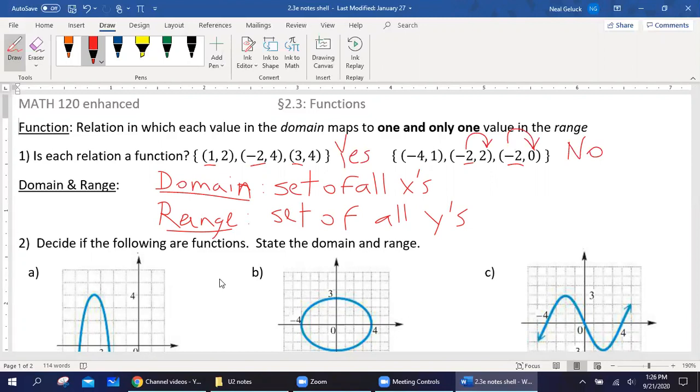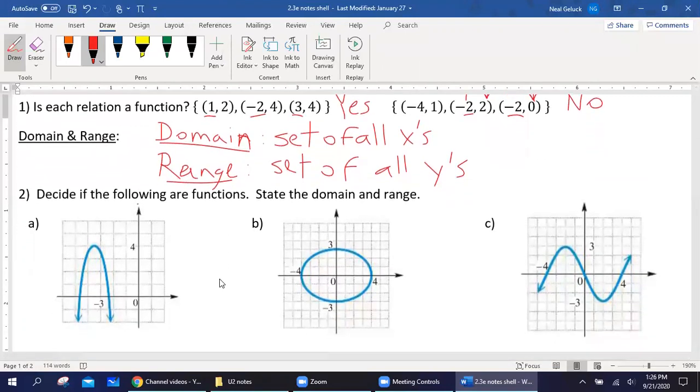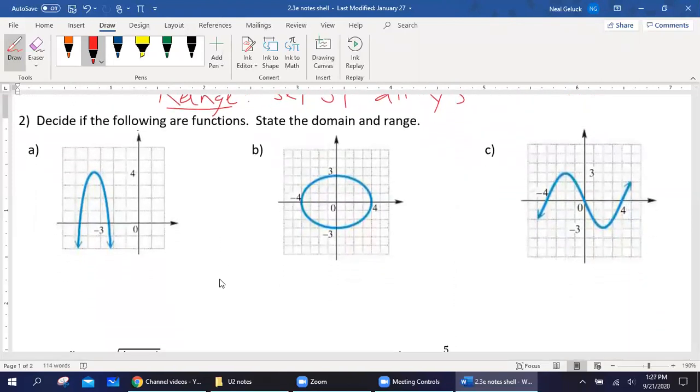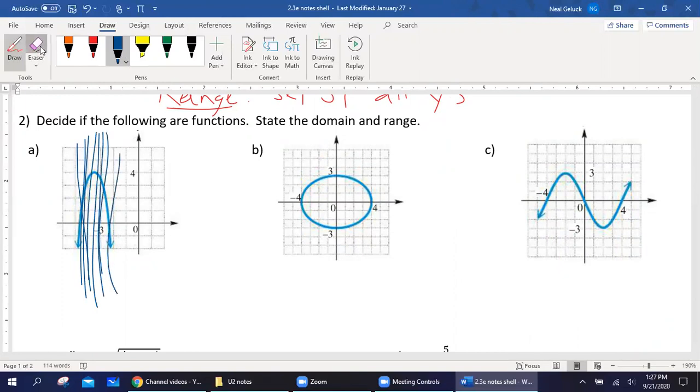Now, graphically, we can determine if something's a function very easily by using the vertical line test. If a vertical line would hit the graph more than once, then it is not a function. So on 2A, any vertical line that I drew through here would only hit that graph once. So yes, it is a function.